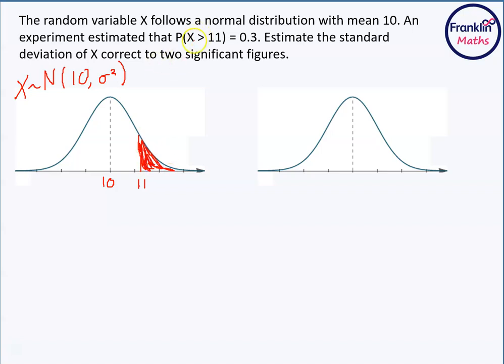And again, because X is greater than 11, this is going to be an area or probability of 0.3. And don't forget those questions, if they have done this in the exam: what's the probability that X equals 11? Well, that's going to be 0 because the line has no area.